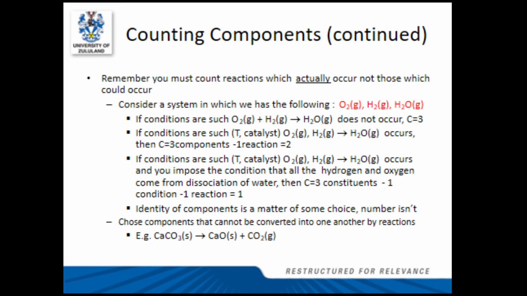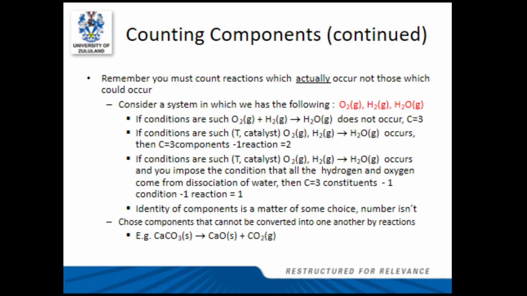So even so, if we calculate the number of components, remember the number of components is equal to the number of constituents. The constituents in this case are everything in our reaction. We have oxygen, hydrogen, and water, which means the number of constituents is 3. In this case, the reaction is not occurring. In other words, it will be 3 minus 0, which is equal to 3. Therefore, C is equal to 3.